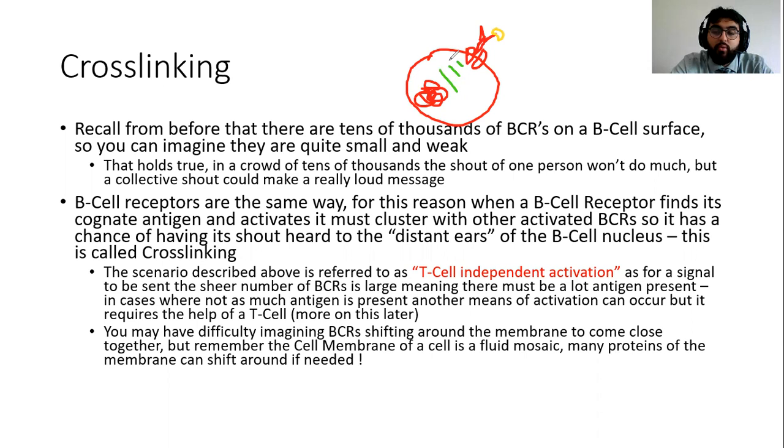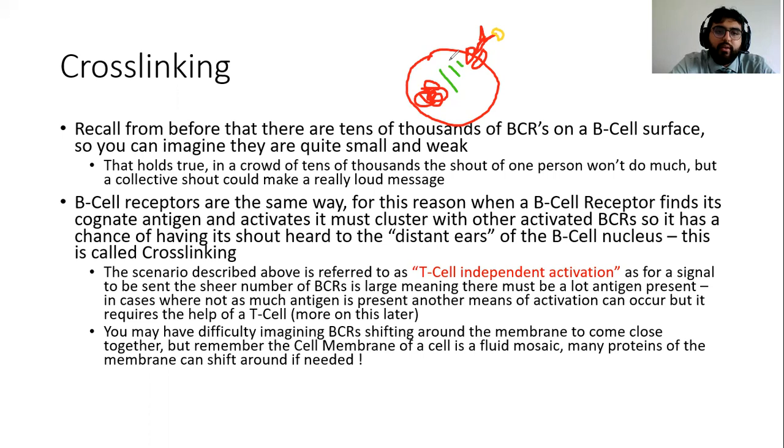Now, if we have several thousand antibodies or B-cell receptors technically on the surface of the B cell, doesn't it seem a bit odd that only one B-cell receptor is strong enough amidst the crowd of 1,000 to make a noise that's hearable by the nucleus? It really isn't. Therefore, we need to have something called cross-linking.